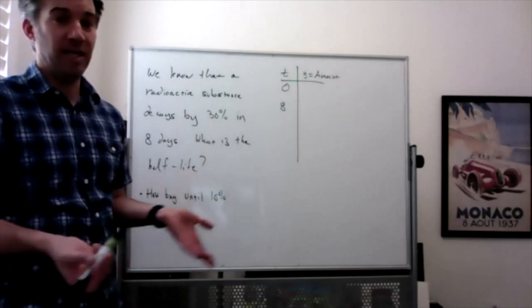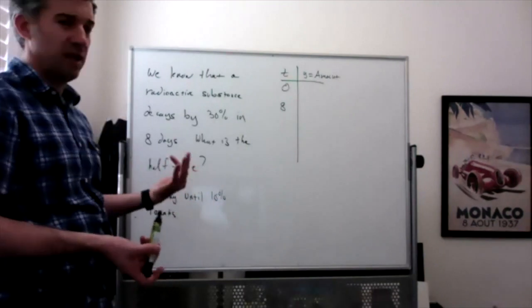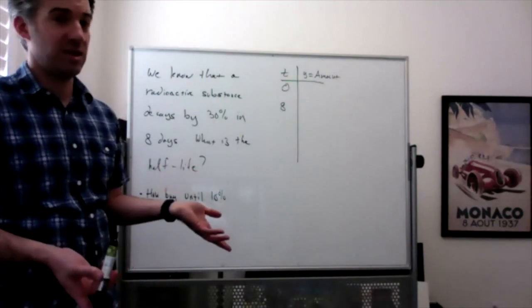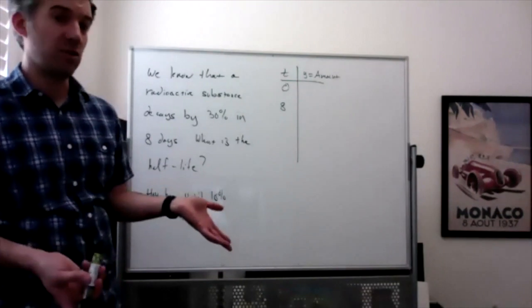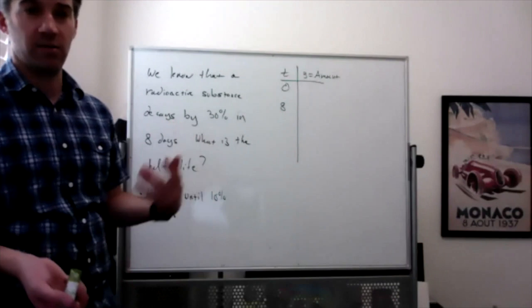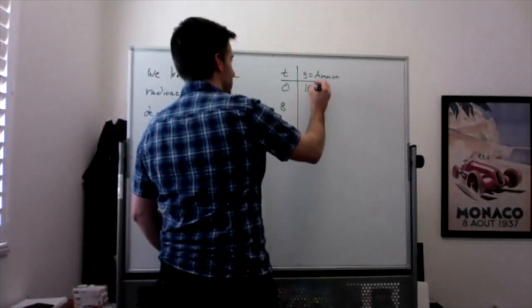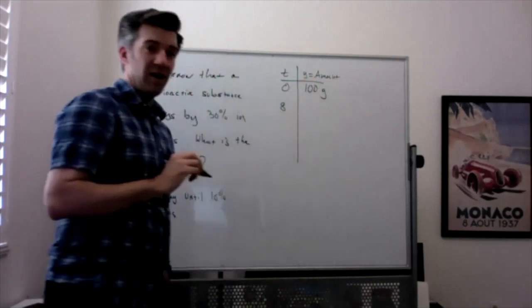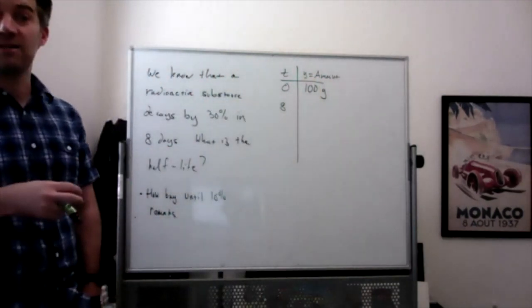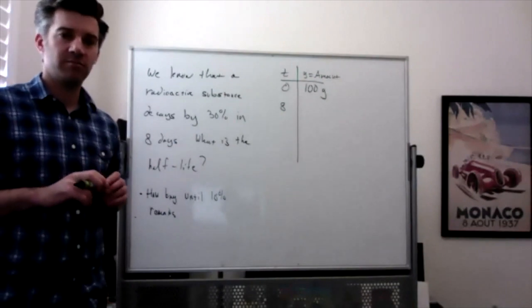That's actually the best case scenario. I know it feels weird at first, but if you're not told how much stuff you have, that's actually really, really great because you can just make up any number you want. And I'm going to make up the number that I have 100 grams or pounds or whatever. I'm going to have 100 somethings. So time equals 0, I have 100 grams. I have 100%. And then 8 days later, how much do I have?